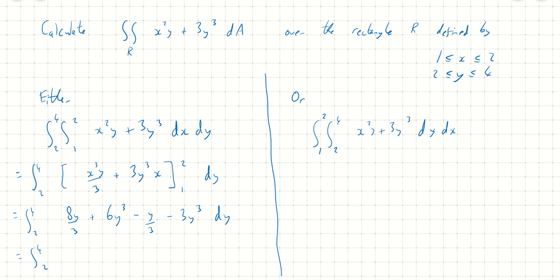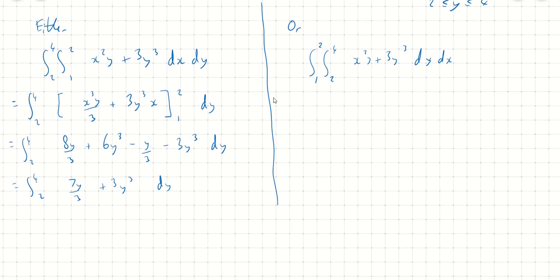We can simplify this a little bit because we have some like terms. 8y over 3 minus y over 3 is 7y over 3. 6y cubed minus 3y cubed is plus 3y cubed dy. And this is now just a normal integral with respect to y. 7y over 3 turns into 7y squared over 6. When we integrate, 3y cubed turns into 3y to the 4th over 4. And this is between 4 and 2.